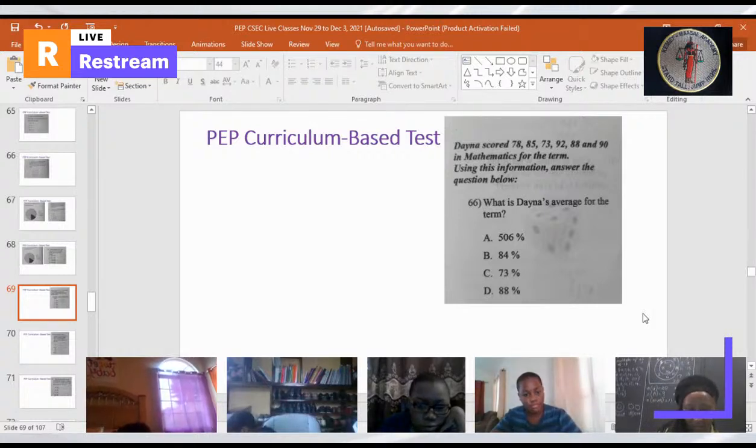And when I divide that by 6, I get 84.3. So the closest one there is 84%, which is B.